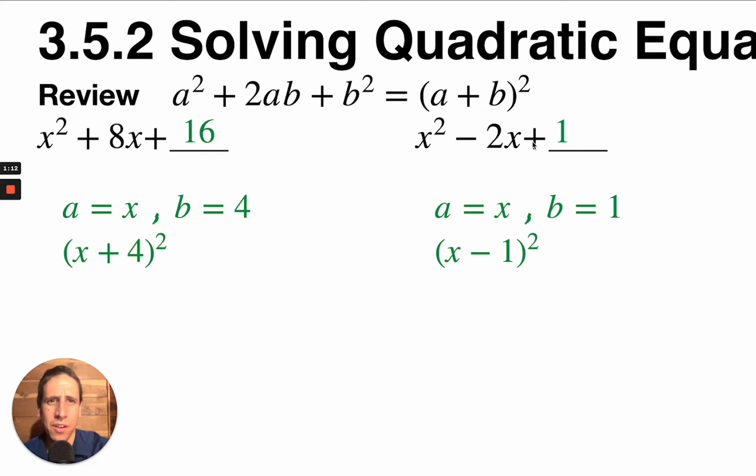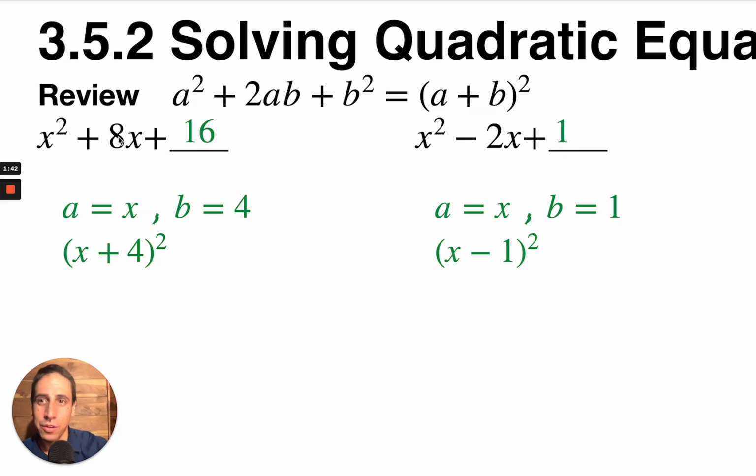Let's take a look over here. x squared minus 2x plus, I don't know. Well, if we had a 1 here, if we completed this and made it a square, then we'd have a equals x, and b is equal to 1, and we would be able to use the formula x minus 1 squared. So the question is, how can you complete the square? How can you fill in the blank with a number that would make this a perfect square trinomial?